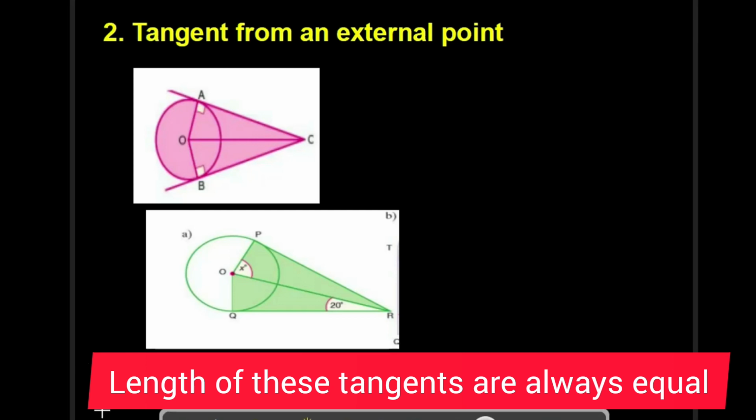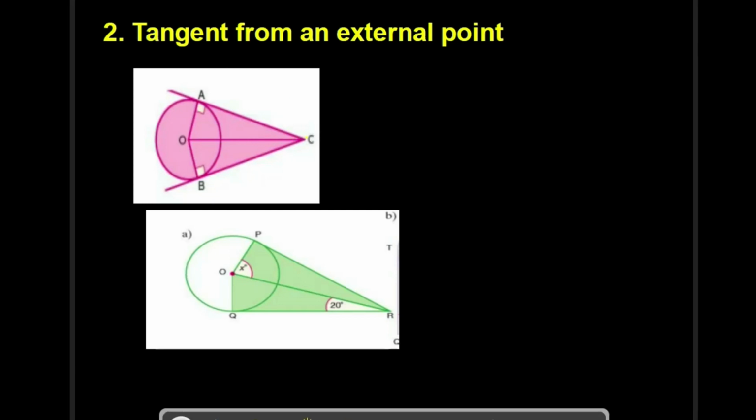Tangent is the line which touches the circle at a single point. Now any tangent which is drawn from an external point, right? How many tangents can we draw? Two tangents, maximum we can draw two tangents if you see. And the length of the tangent is always going to be the same.